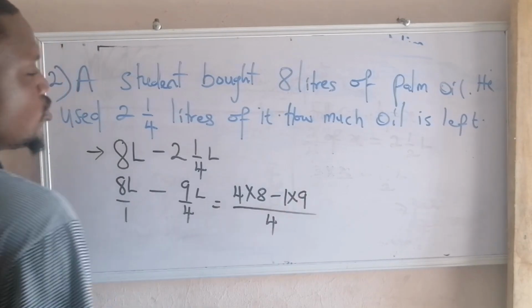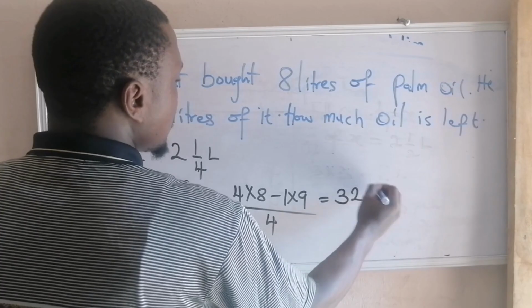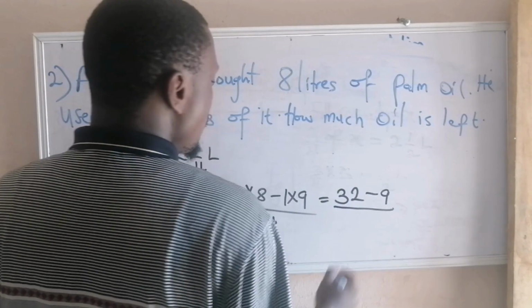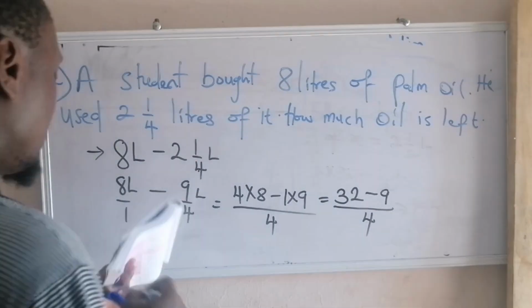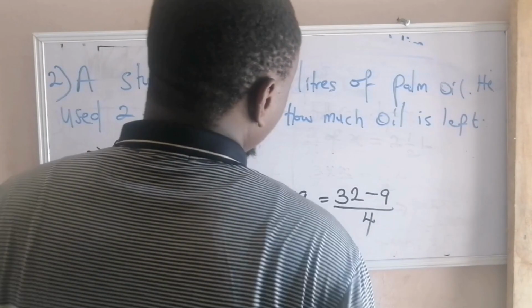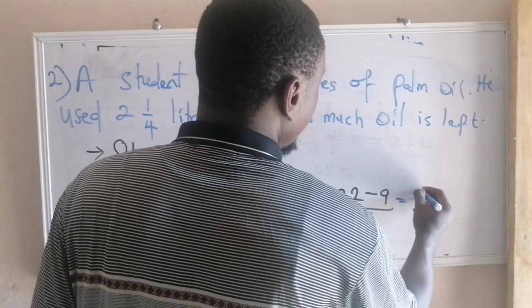9. So what is 4 times 8? 4 times 8 is 32. What is 1 times 9? That will be 9. Then you have over 4. So what is 32 minus 9? That will be 23.